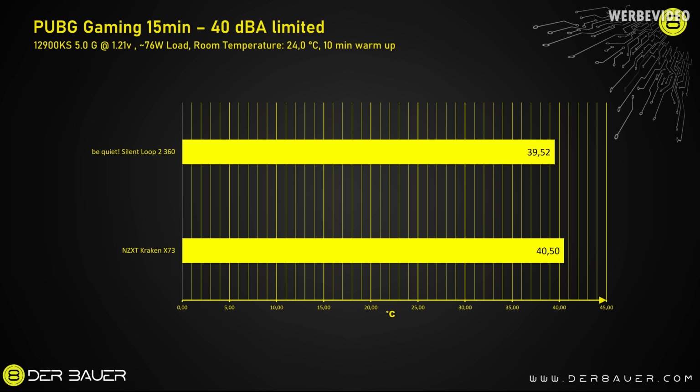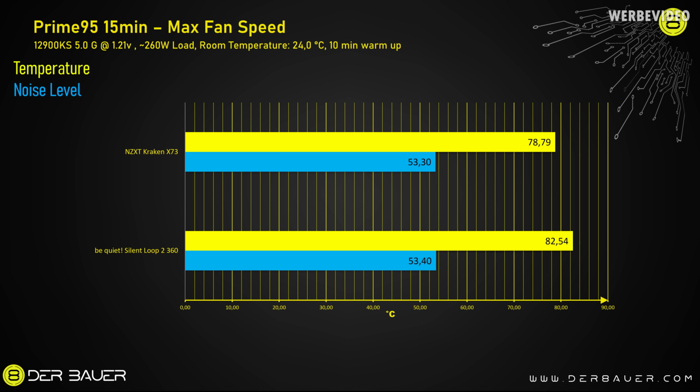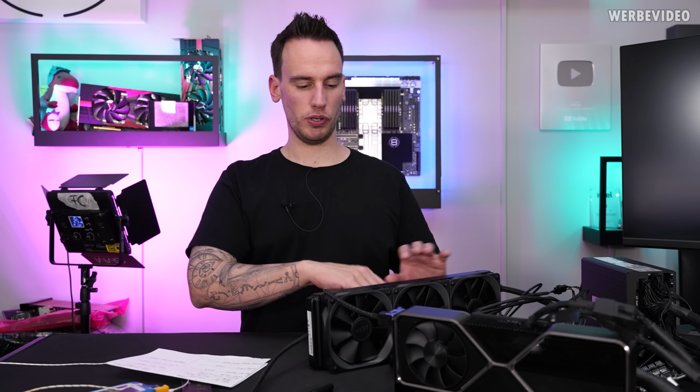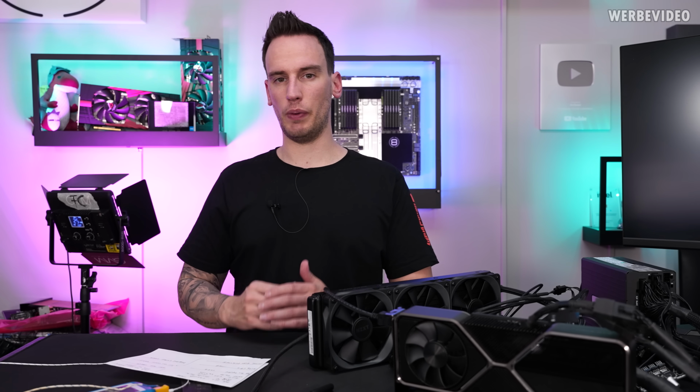The Kraken X73 performed a little bit worse than the be quiet! Silent Loop 2 in gaming with 40.5 degrees Celsius. But if we switch to continuous high load with about 260 watt under load, then the Kraken X73 performs slightly better with 78.8 degrees Celsius while having about the same noise level with 53.3 dBA. And I think that is related to the fans, because just subjectively speaking, if you put your hands in front of these fans, they seem to be a bit stronger than the be quiet! fans.